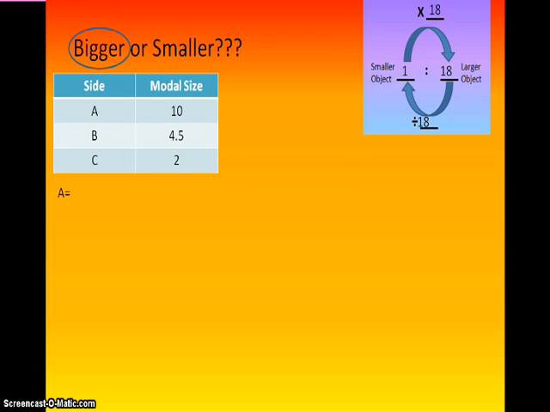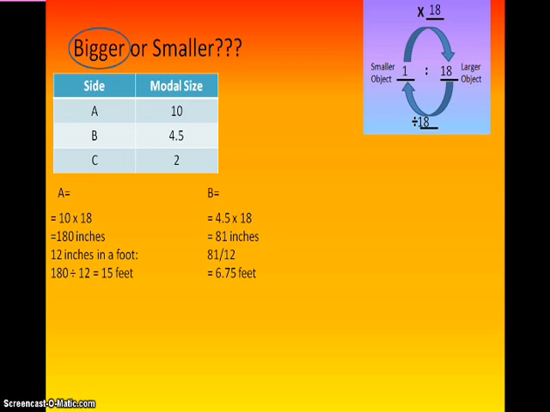We know the model size is 10. Since we are getting bigger, we want to times by 18. We know there are 12 inches in a foot, so after we have figured out that this is 180 inches, we go 180 divided by 12 equals 15 feet.